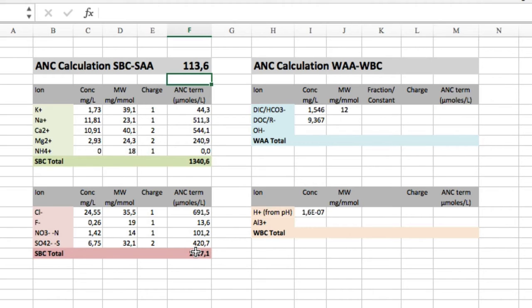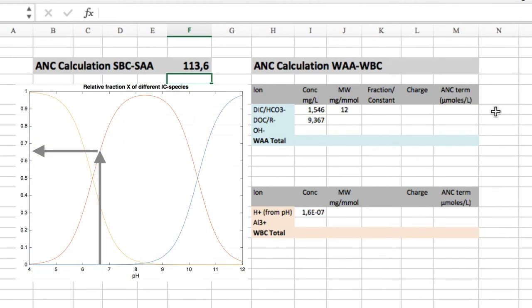If we should make the calculation based on the difference between anions to the weak acids and the cations to the weak bases, it's a little bit more tedious. But to start from the beginning, we have a certain amount of DIC with a certain molar mass, and that is 12. But we need to figure out how much of the DIC that's present as bicarbonate. And then we can use this diagram that we looked at in episode 2. And what we see is that at pH 6.8, about two-thirds of the DIC is present as bicarbonate.